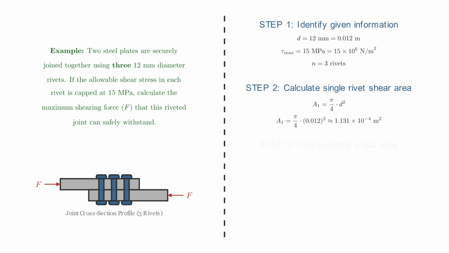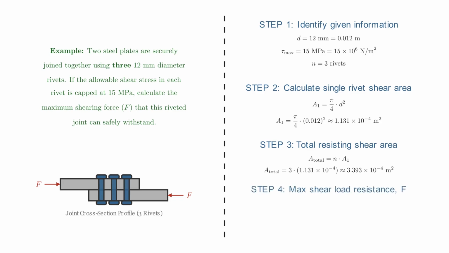The next step is to calculate the total resisting area. The total area is simply the number of rivets multiplied by the area of a single rivet. Because this is a lap joint, each rivet experiences single shear. With 3 rivets, we have exactly 3 distinct shear planes resisting the force. Multiplying our 3 shear planes by the single rivet area yields a total resisting area of 3.393 times 10 to the minus 4 square meters.